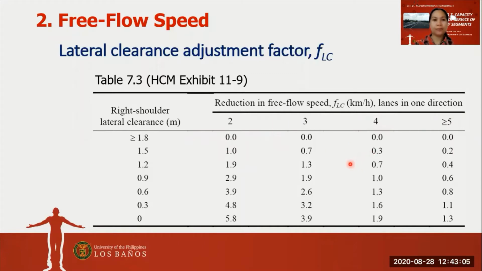For example, when your right shoulder is 0.6 meters and you have a 4-lane highway in each direction, your adjustment factor will become 1.3. For example, if you don't have any shoulder clearance and you have a 3-lane highway in each direction, you'll have to reduce your free flow speed by 3.9 kilometers per hour.